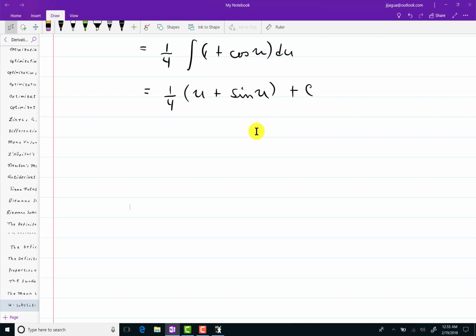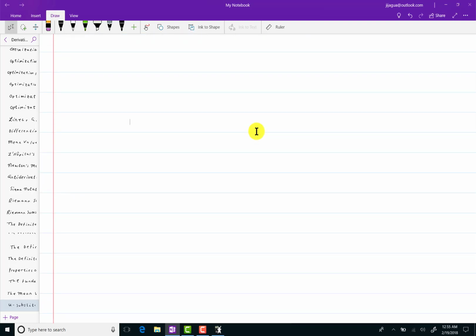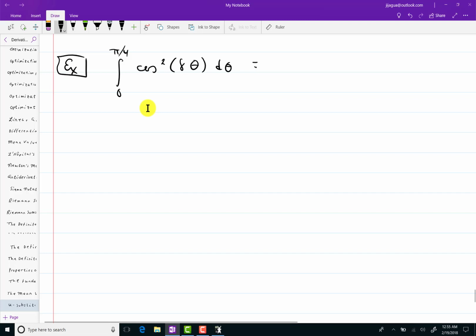All right, let's do an example to illustrate how we would work this with a definite integral. This time I'll go 0 to pi over 4. I'll do cosine squared 8 theta d theta. So of course I just went through all the trouble telling you to get this out of the square format, and I can do this now. I can go from 0 to pi over 4.